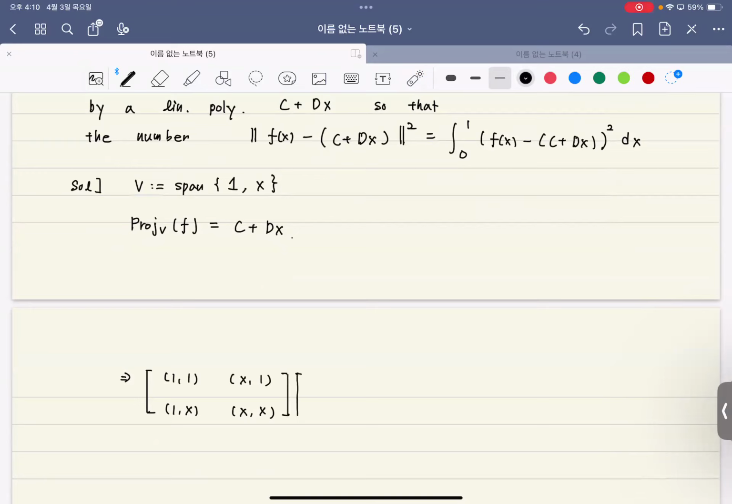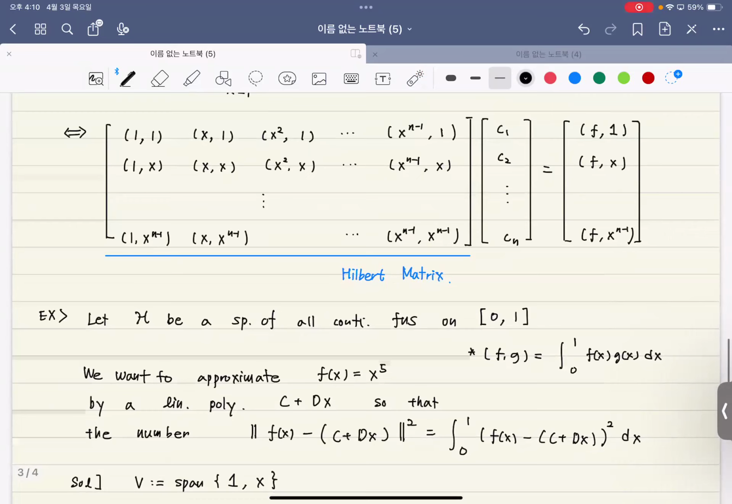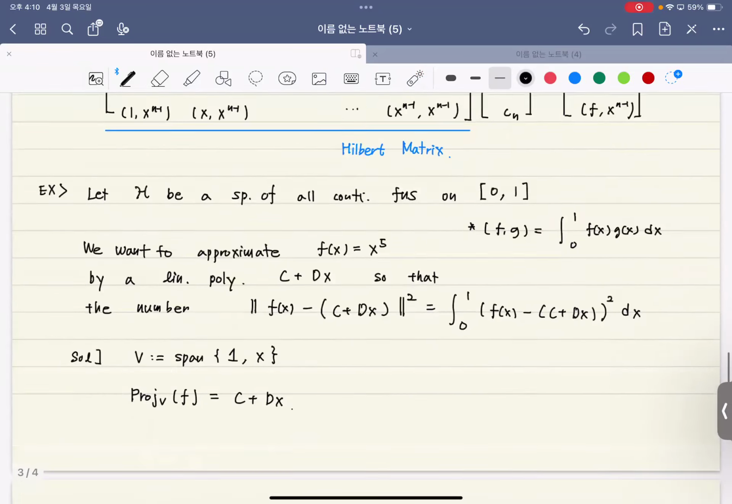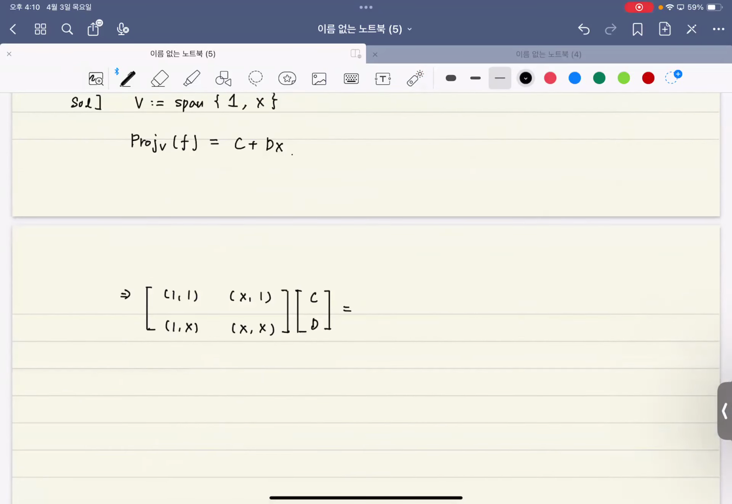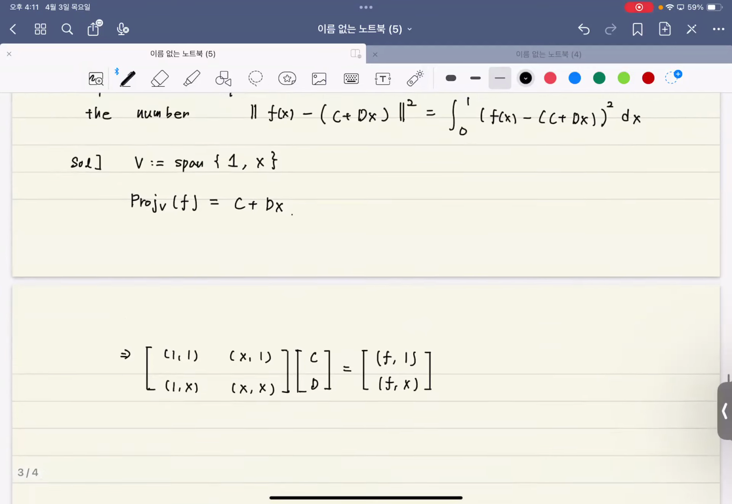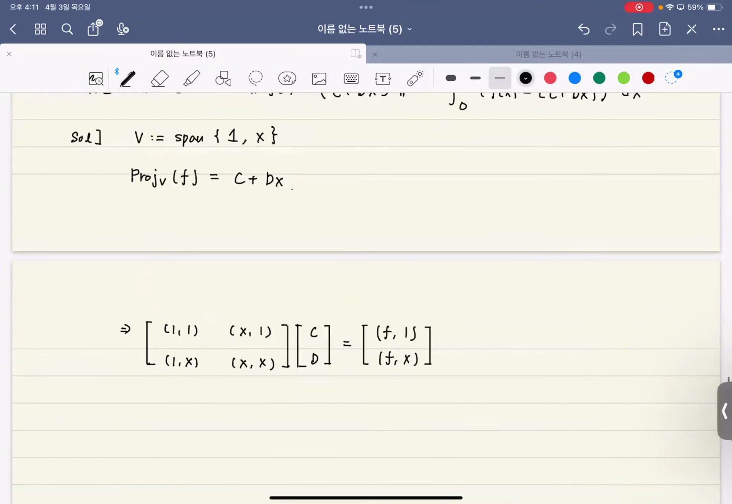So C, D, am I doing right? Yeah, and the right-hand side should be F1 and Fx. Okay, so I am supposed to solve this system of equations.